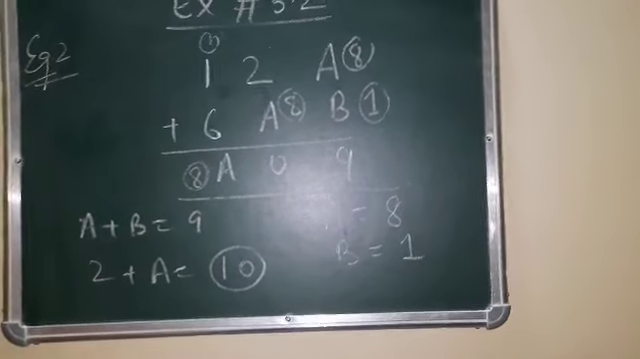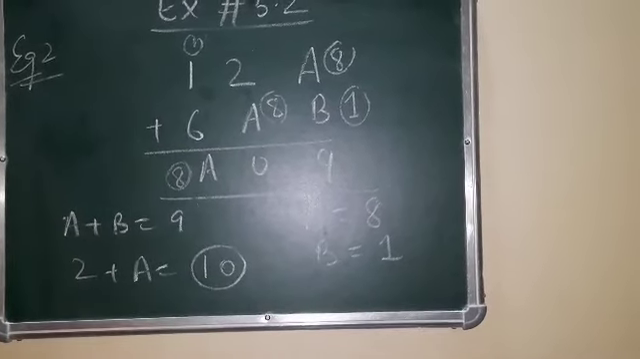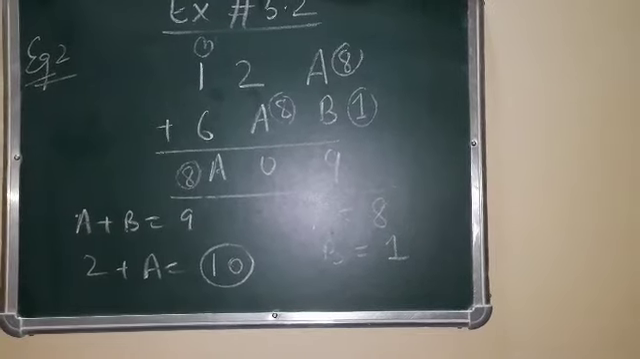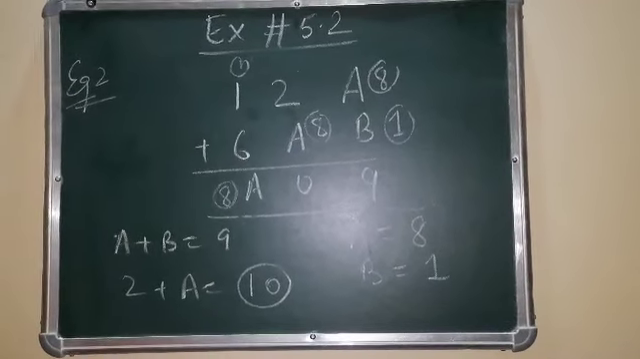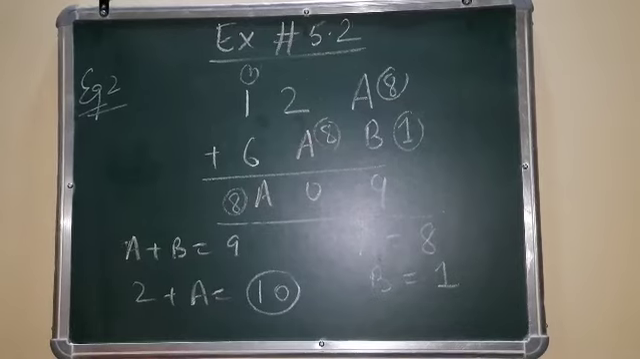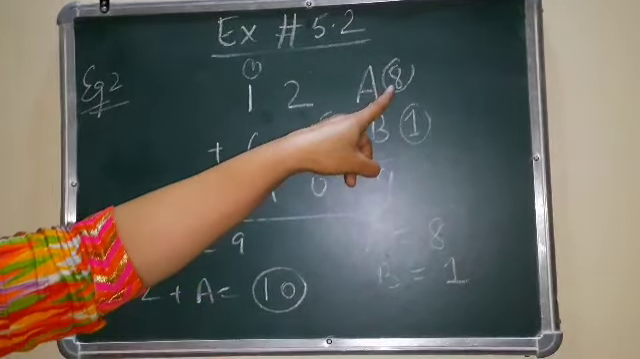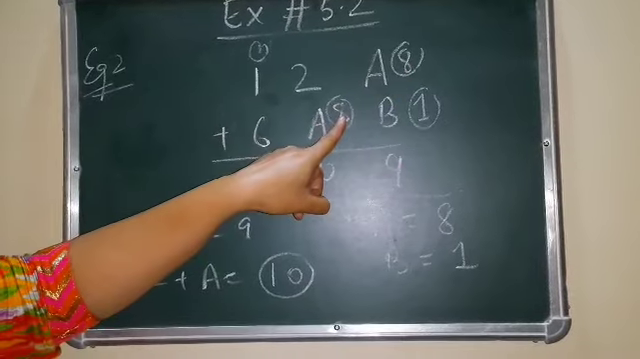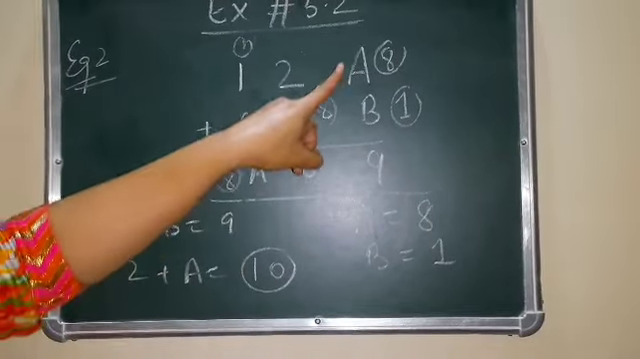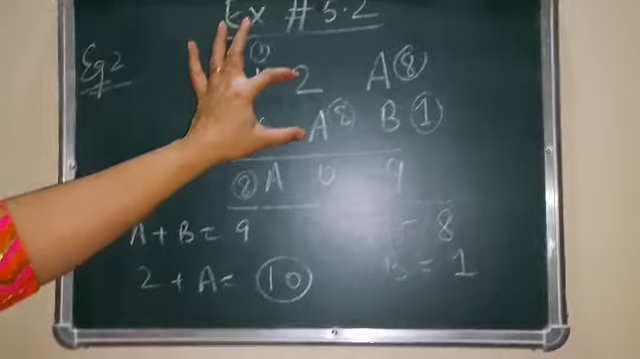So there are many combinations. 3 plus 6 is 9, 4 plus 5 is 9, 1 plus 8 is 9, 2 plus 7 is 9. So we don't know which combination we should put. But at the same time, it is very clear that whatever number we put here, the same number is to be put here as well as here, because all are A's. So we look for the other combination.